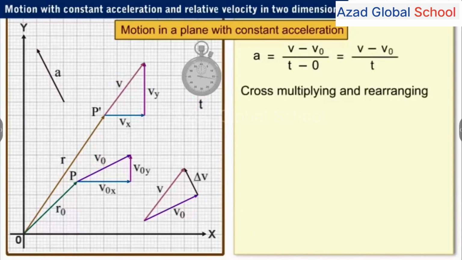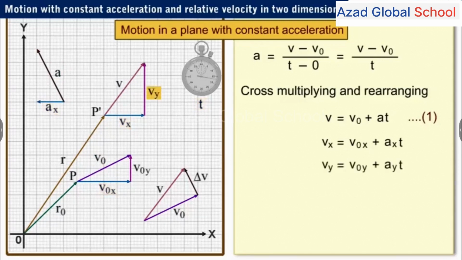Cross-multiplying and rearranging, we get v is equal to v0 plus a into t. Let this be equation 1. We can also write equation 1 in terms of its components as vx is equal to v0x plus axt and vy is equal to v0y plus ayt.